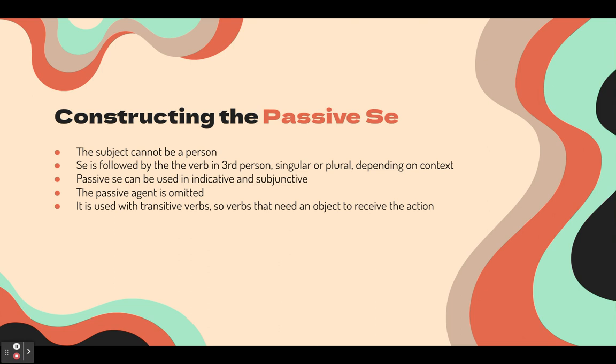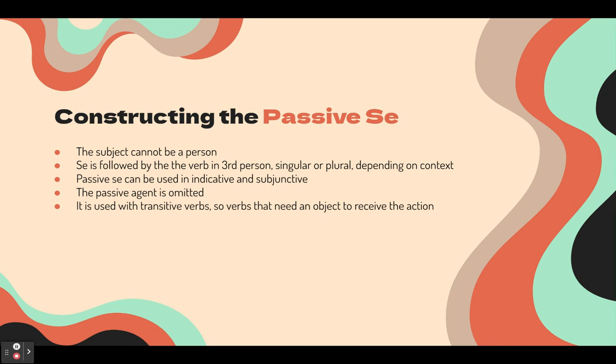So I figured let's go into more construction of the passive se. So again, I said the subject cannot be a person, it'll usually be an inanimate object, and se will always be followed by whatever verb you're using in the third person. And that can be singular or plural, it depends on what you're talking about, depends on context. And then we also have how the passive can be used in indicative and subjunctive, so just keep that in mind. And the passive agent is omitted, usually.